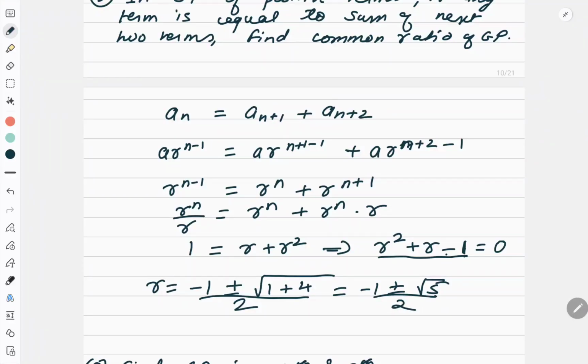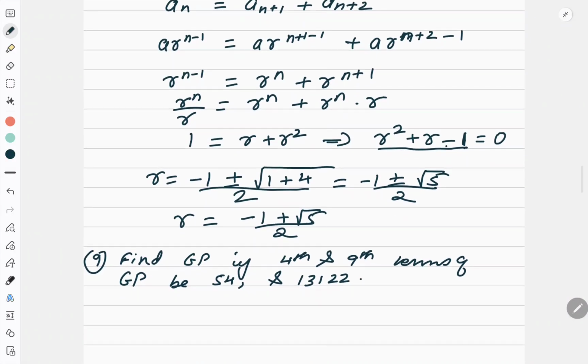Correct? Now in the question very clearly they told that they want a positive series. So r has to be positive. So I will not take minus 1 minus root 5 upon 2. I will take r is equal to minus 1 plus root 5 upon 2 as my common ratio. This is how you have to do the questions. Okay. Now let's move to the next question.